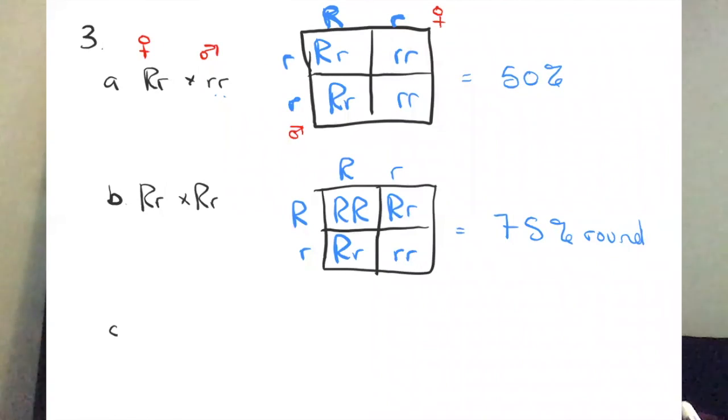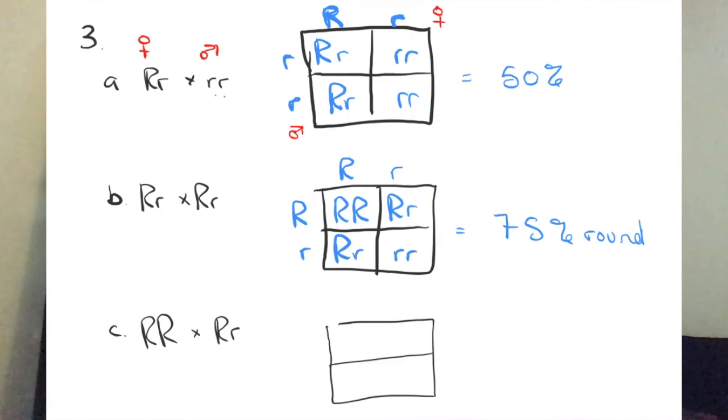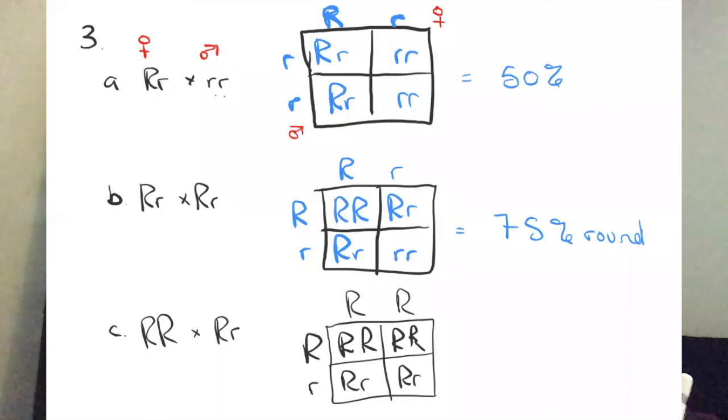C asks us to cross a dominant individual with a heterozygote. Put my capitals up here for the female, put a capital and a lowercase for the male. We do the cross. And now our answer is going to be 100% of our offspring will show the round trait.